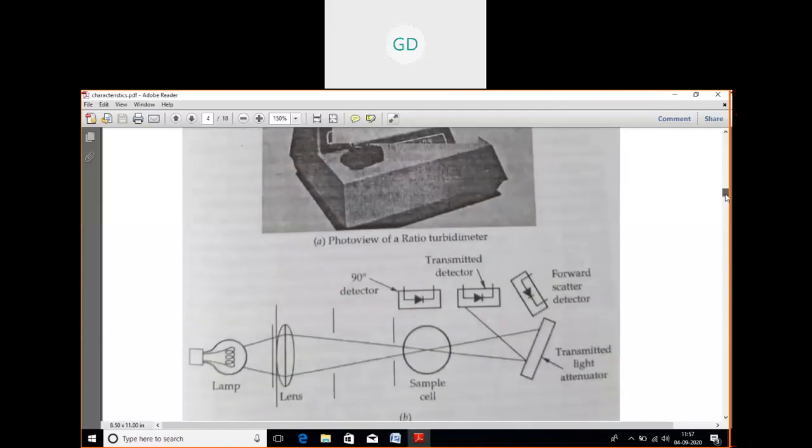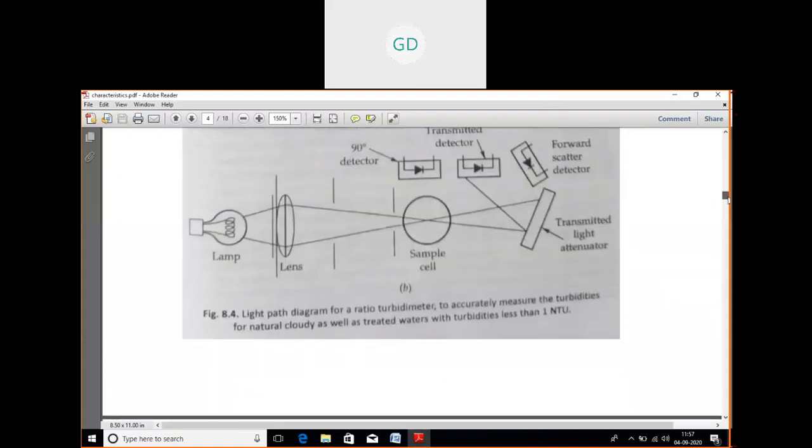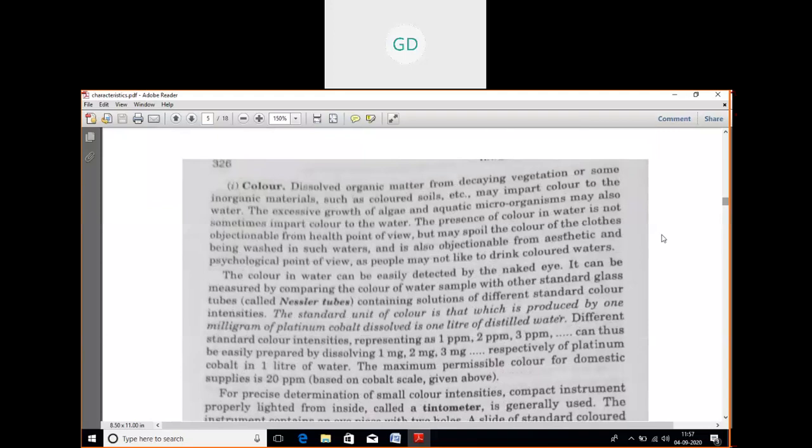Now, next is color. Why does color happen? Dissolved organic matter from decaying vegetation, or some inorganic material such as colored soils, may impart color to the water. So if dissolved organic matter from decaying vegetation is present, and sometimes colored soils are also present, all those things impart color to the water.